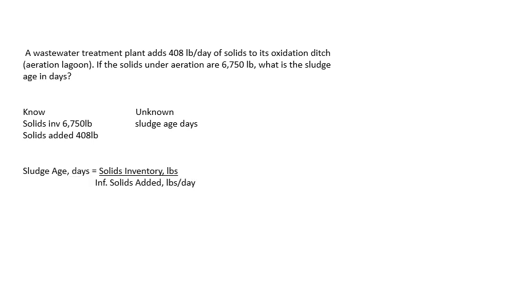We have our sludge age days formula, which is the solids inventory in pounds divided by the influent solids added in pounds per day. There's no extra math in this one because they've already given us our solids inventory in pounds and our solids added in pounds per day. So you're going to go ahead and plug those numbers in: 6,750 pounds divided by 408 pounds added per day. And that's going to give you a sludge age of 16.5 days.